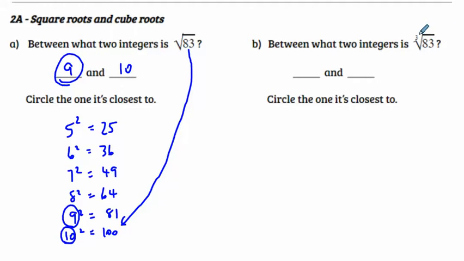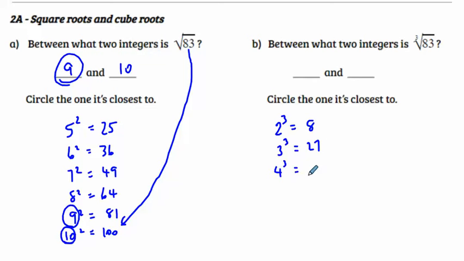Now we have the cube root. For B, we are trying to figure out where does the cube root of 83 go. So when we think about cubes, we have like 2 to the third power is 2 times 2 times 2, which is 8. 3 to the third power is 27.